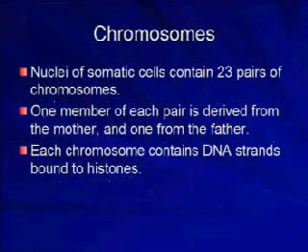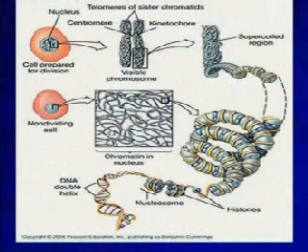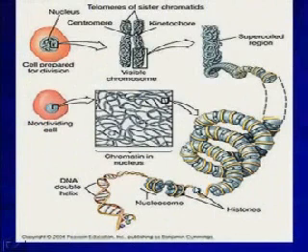Chromosomes: the nuclei of somatic cells contain 23 pairs of chromosomes. One member of each pair is derived from the mother and one from the father. Each chromosome contains DNA strands bound to histones. This illustration is out of your book, and it just basically shows you the coiling that can take place using these histone structures. Now, there is a powerful attraction between the histone and the DNA strands. Because of that powerful attraction, the DNA strands literally will wrap around the histones.